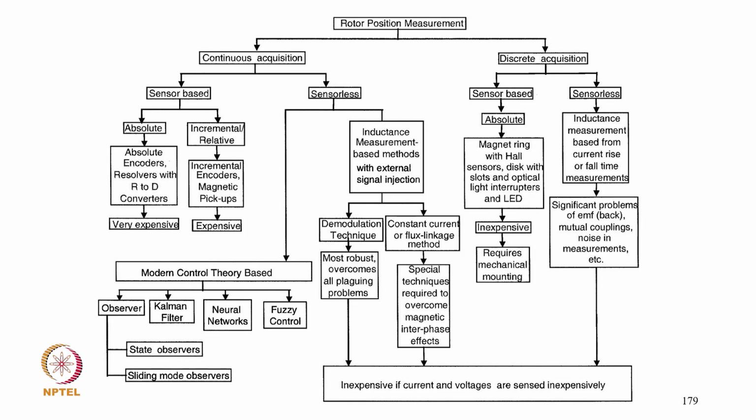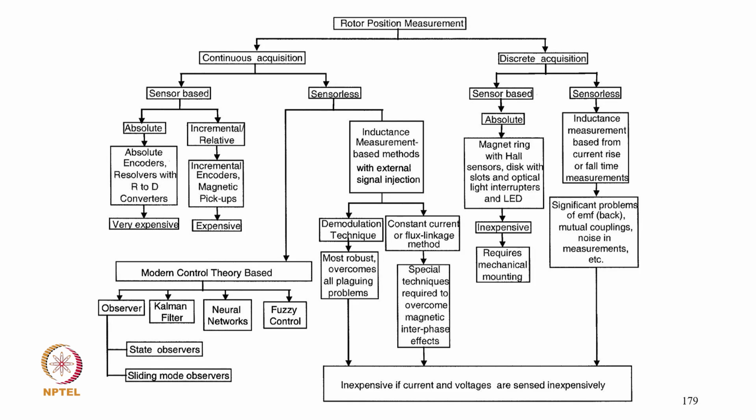For sensorless control, we have modern control theory with the observer, state observer, sliding mode observer, then converter filter, neural network and fuzzy control, and of course the inductance measurement based method with external signal injection with the demodulation technique, most robust and inexpensive, with current and voltage sensitive. Then another is the constant current or flux gauge method, a special technique required to overcome magnetic interference.